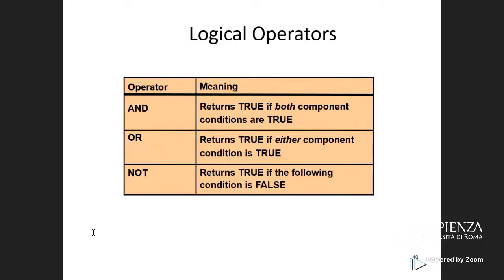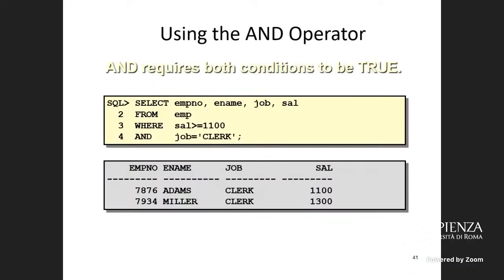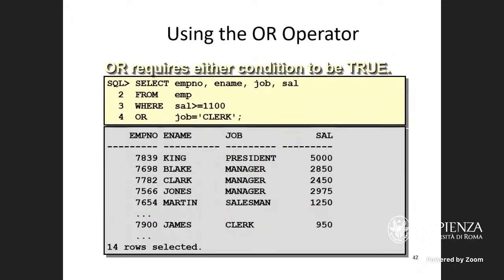Okay, so the rest of this talks about the AND operator. You understand? And then I've explained this. So it requires both conditions to be true. So you are selecting the employee number, the name, the job, the salary, where the salary is greater than this, and the job of the person is a clerk. You understand? That's what we've done here. And then we can see the result here.